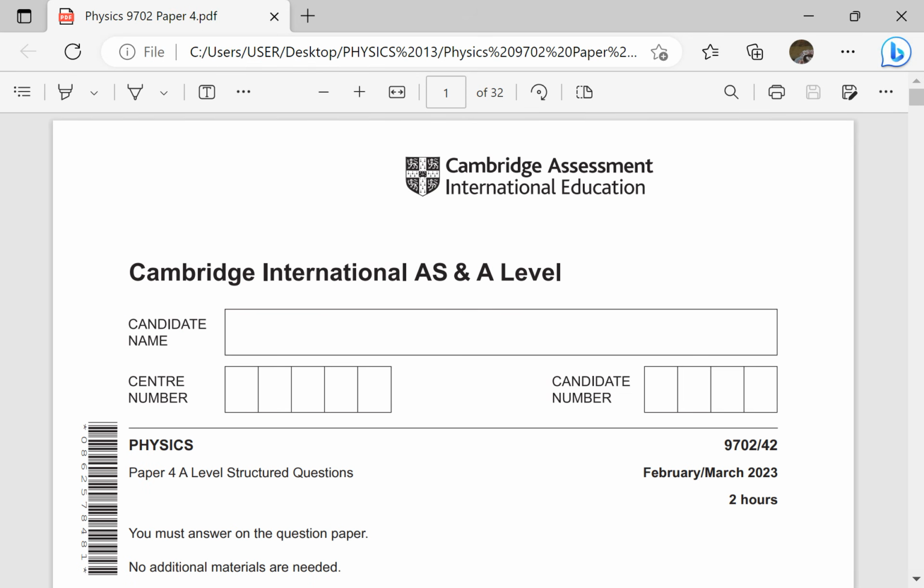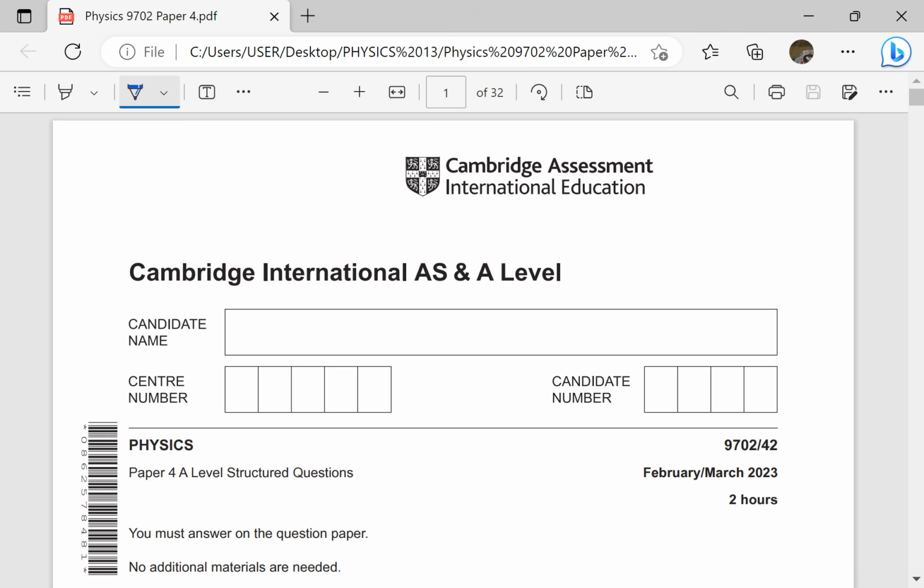So this is the paper that you are going to find in the video description. The link is attached to the video description. Just copy the link, paste it into your browser, or click on the link, and the document is going to be ready for opening in case you don't have it. Have the document in hard copy for easy practice.